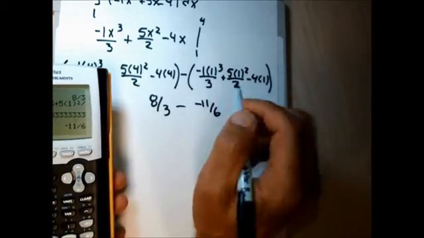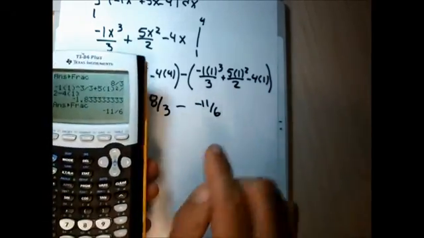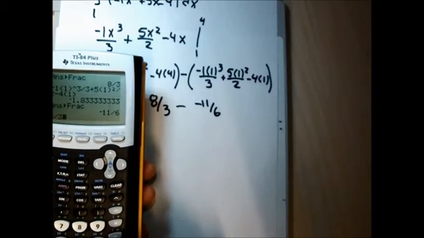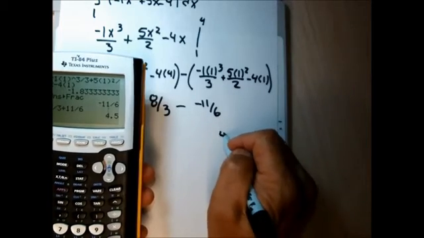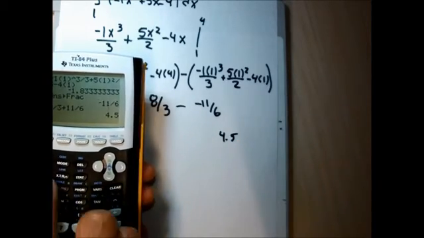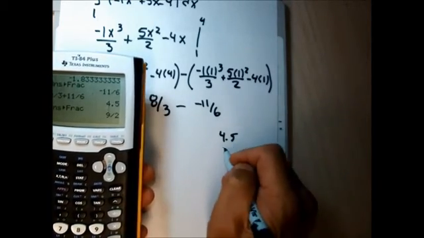So I'm going to make that a plus. I'm going to do 8/3 plus 11 over 6. I get 4.5. And as a decimal, it's 4.5. I'm going to get 9/2.